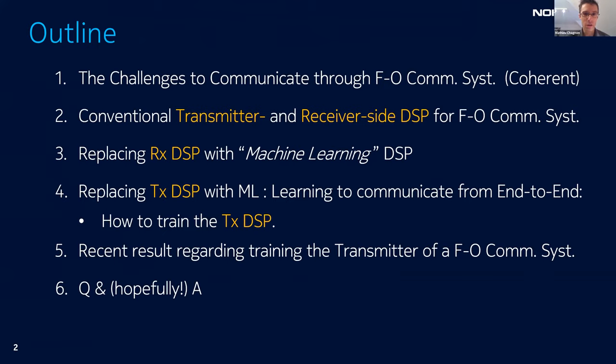The outline of the talk is going to go as follows. I'll first talk about digital communication systems per se, and then the challenges to communicate through digital communication systems, and more specifically for fiber optic communication systems. And I'll be solely focusing on fiber optic communication systems relying on coherent detection. I will not be addressing direct detection. Then I'll be talking about some of the conventional transmitter and receiver side DSPs that we use for fiber optic communication systems. And I'll talk about some of the methods that we can use to replace the RX DSP, so the DSP that we apply on the receiver side, with quote unquote machine learning DSP. I don't like the word machine learning too much, but sort of different types of DSPs if you wish.